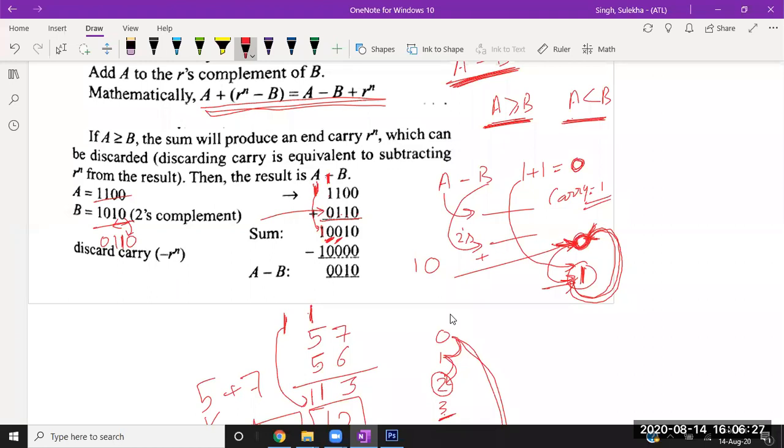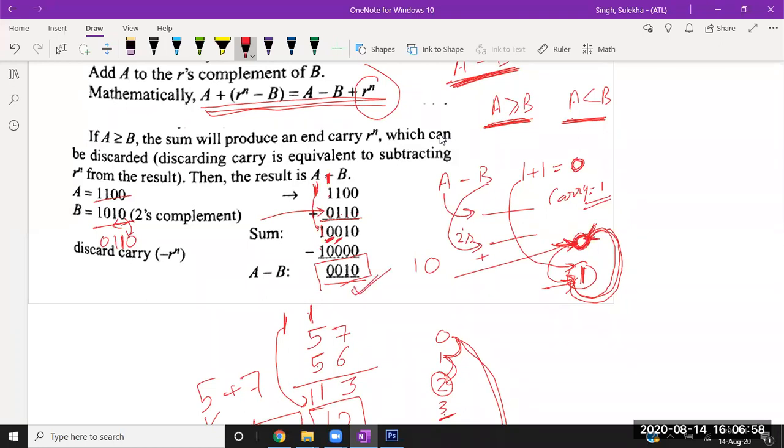Okay, so good. After doing this, I need to subtract r to the power n. r to the power n is basically 1000 for my 4-bit number. After subtracting this, I land at this answer. In this way, I can calculate my answer.